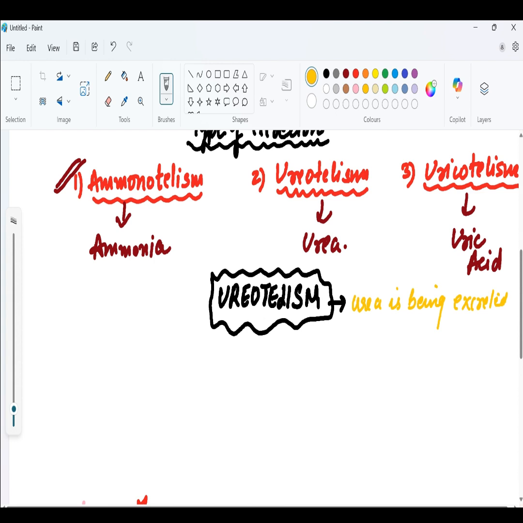So firstly, we will understand what are those animals that excrete urea as the waste product. So let's see who they are.